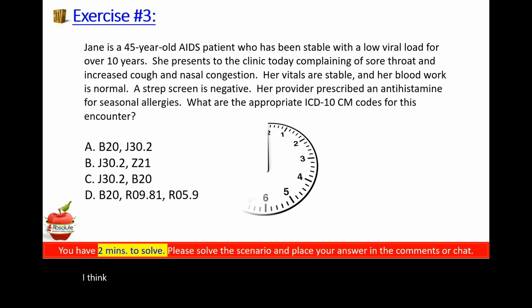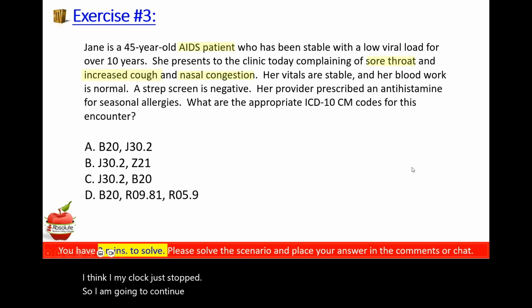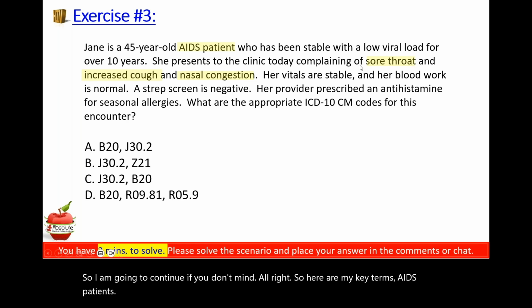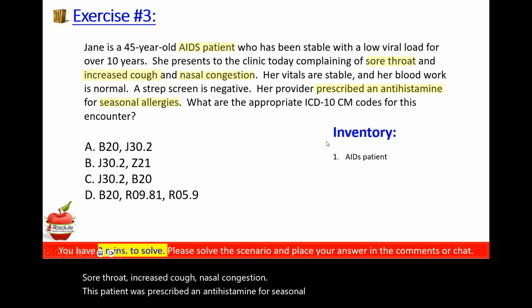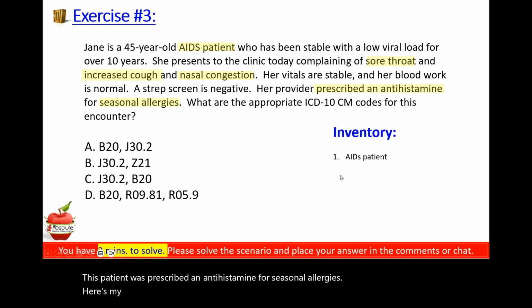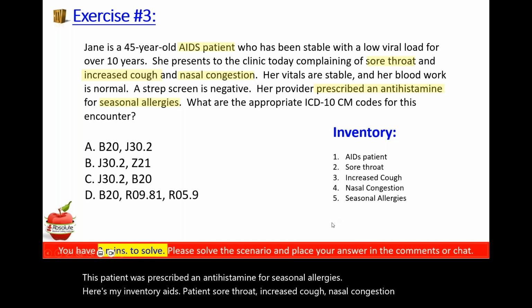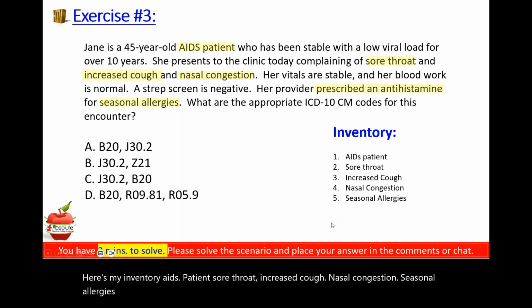I think my clock just stopped, so I am going to continue, if you don't mind. Here are my key terms: AIDS patient, sore throat, increased cough, nasal congestion. This patient was prescribed an antihistamine for seasonal allergies. Here's my inventory: AIDS patient, sore throat, increased cough, nasal congestion, seasonal allergies.